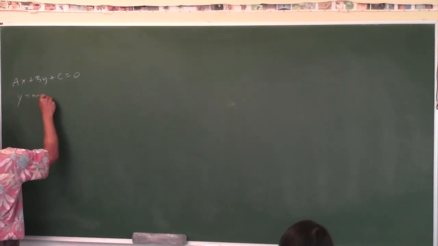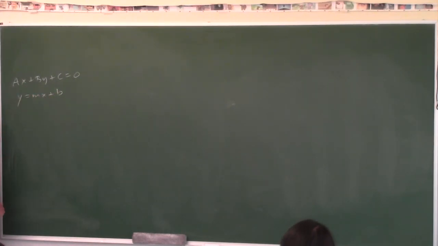What form is this? y equals mx plus b. Point slope form? No, that's not. It's called slope intercept form. That's the one you first learned in algebra one, right? This is the slope and that's the y-intercept.